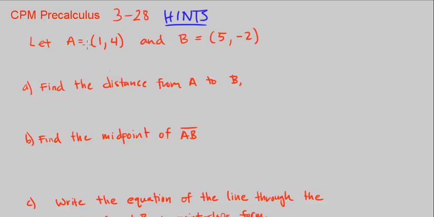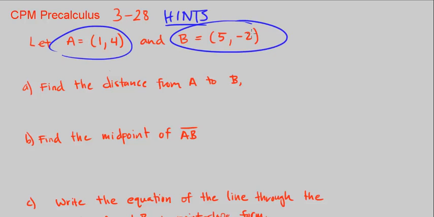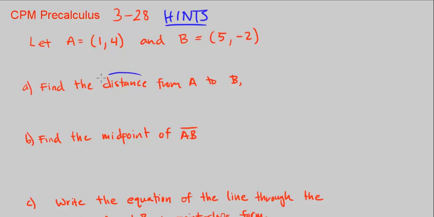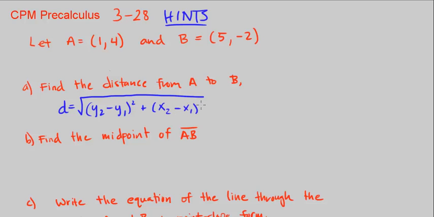So here we're given 2 points, A and B, right? Part A, we're asked to find the distance from A to B. Well, the hint here is the distance formula. D is equal to the square root of y2 minus y1 squared plus x2 minus x1 squared, right?